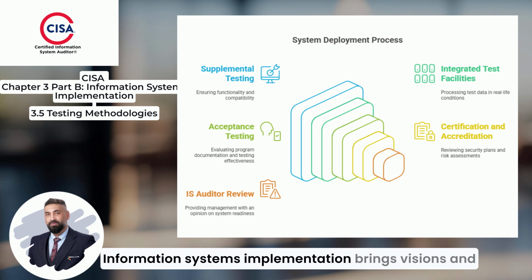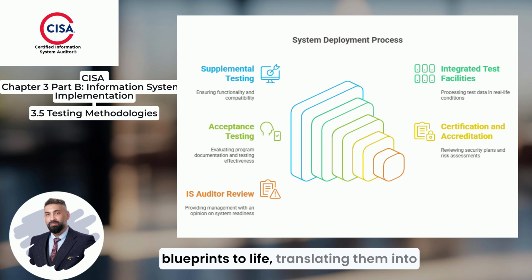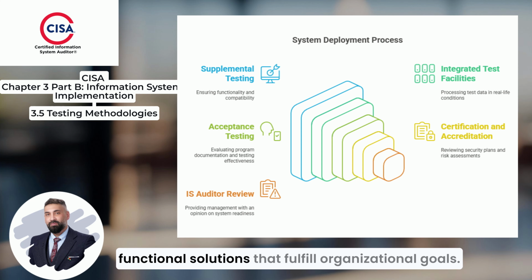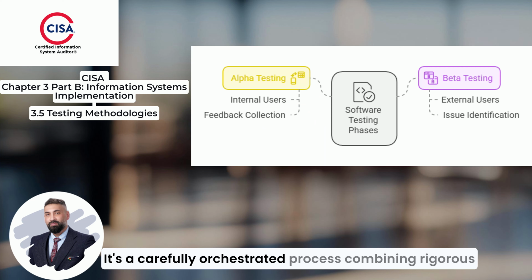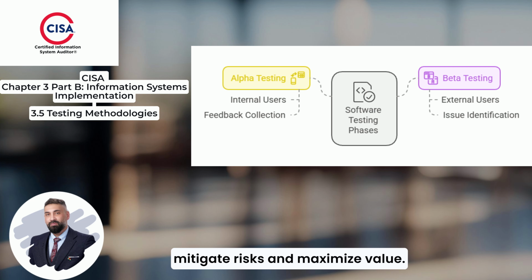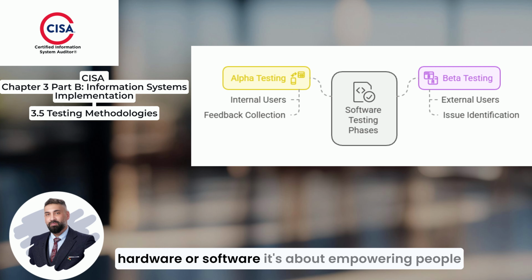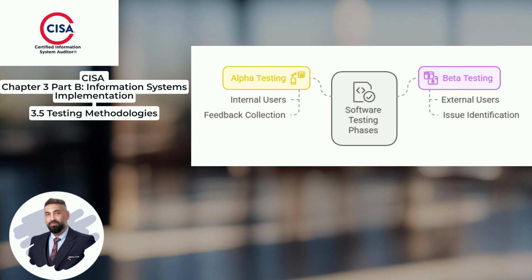Information systems implementation brings visions and blueprints to life, translating them into functional solutions that fulfill organizational goals. It's a carefully orchestrated process, combining rigorous planning, thorough testing, and human collaboration to mitigate risks and maximize value. After all, a system isn't just about hardware or software, it's about empowering people and processes to achieve something greater.